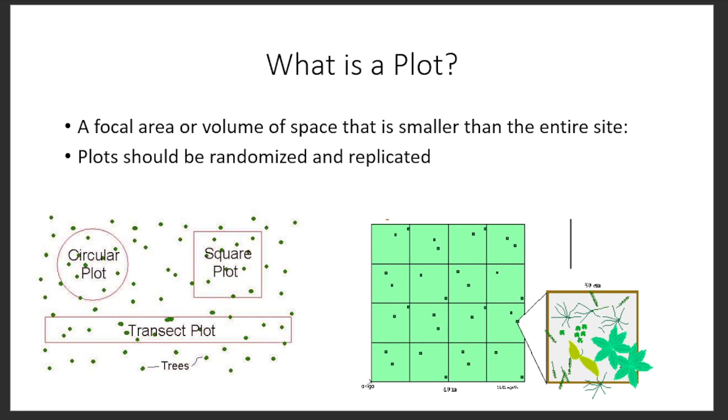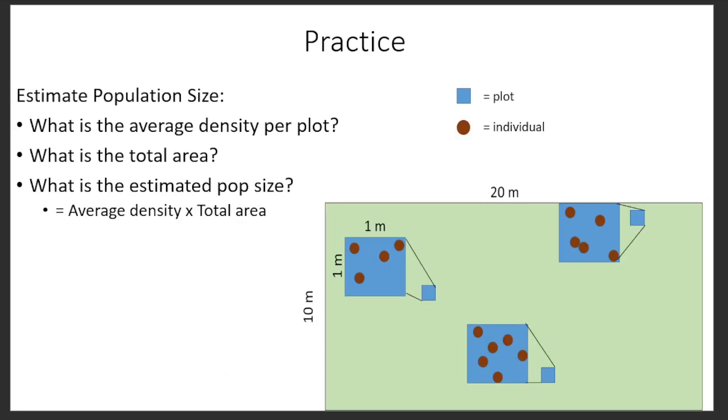So what is a plot? A plot is a focal area or volume of space that is smaller than the entire area. Plots should be randomized and replicated. So here's a practice. We'll go over the answers in a second, but please pause and do this individually.